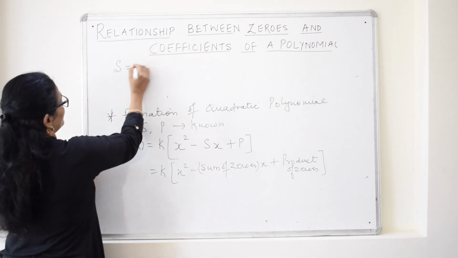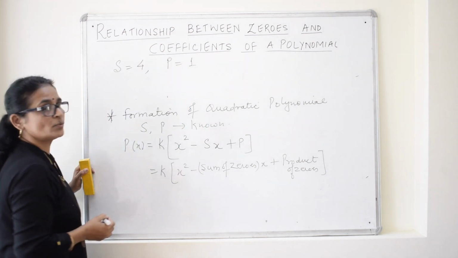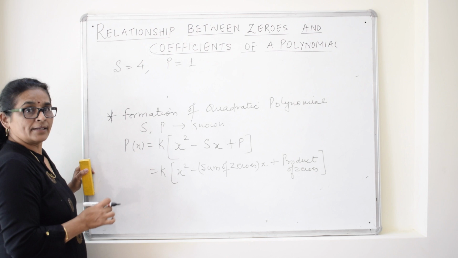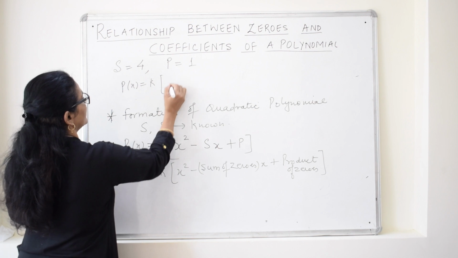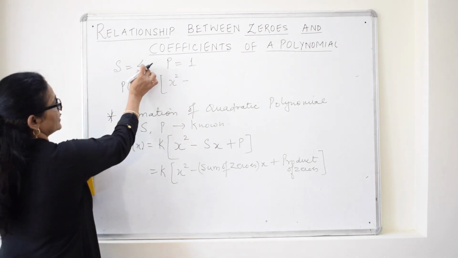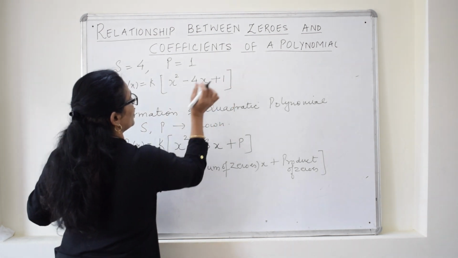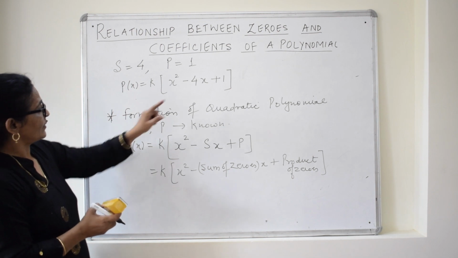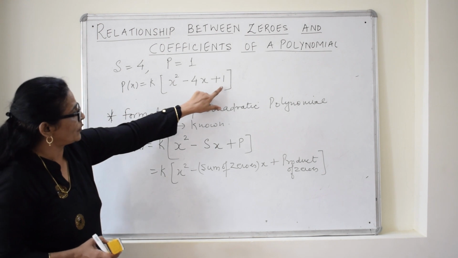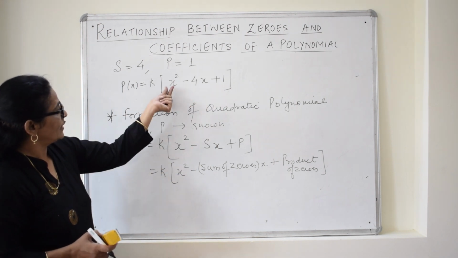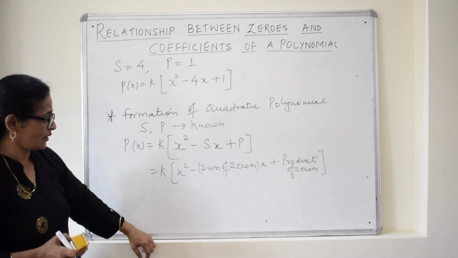If the sum of the two zeros is given as 4 and the product of the zeros is 1, form a quadratic polynomial. Directly we can say the polynomial will be x square minus, this is 4, so the sum is 4, and plus the product is 1. So directly we can write by this form that when the sum and the product are given, the polynomial will be x square minus sum of the zeros plus product of the zeros.